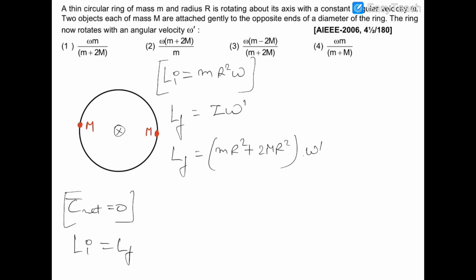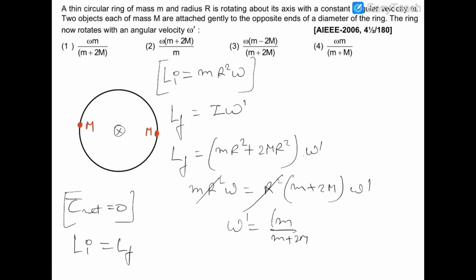So we have to find out the new angular velocity, which can be calculated by equating the initial and the final angular momentum. The initial angular momentum is mr square omega, and the final angular momentum is r square common, and this is m plus 2m and omega dash. So cancelling out omega, in fact r square with r square, omega dash will be equal to m upon m plus 2m into omega. So the correct answer according to this is option number 1.